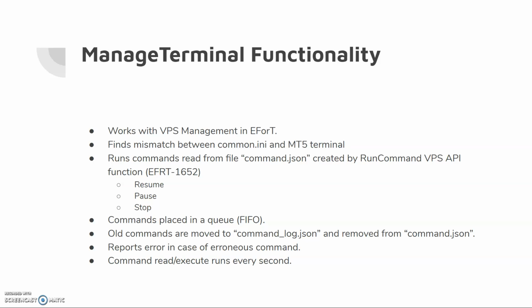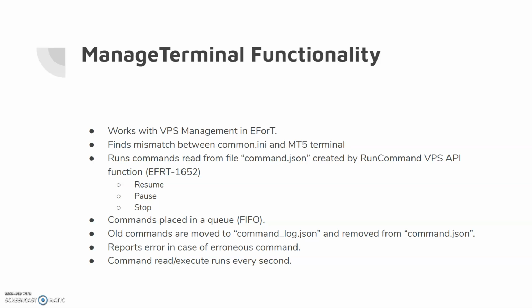So these commands, when they're read from the file, they're placed in a queue. This is the best data structure for it because we would like these commands to be first in, first out. And these old commands that have already been run are moved to the commandlog.json file, and they're removed from command.json. Command.json is only for new commands.